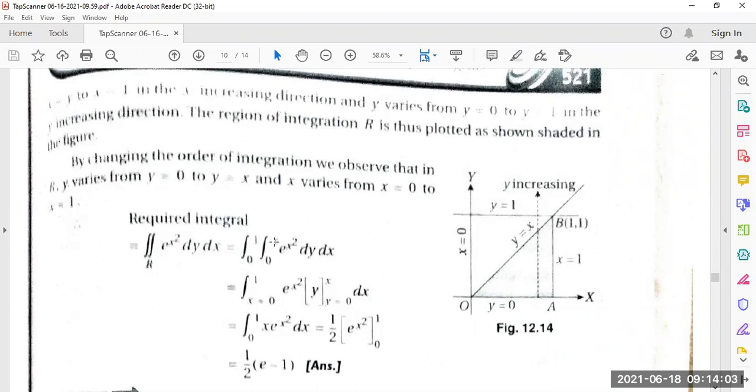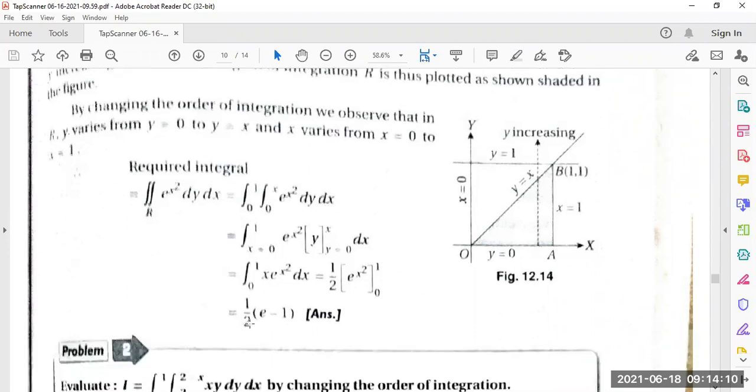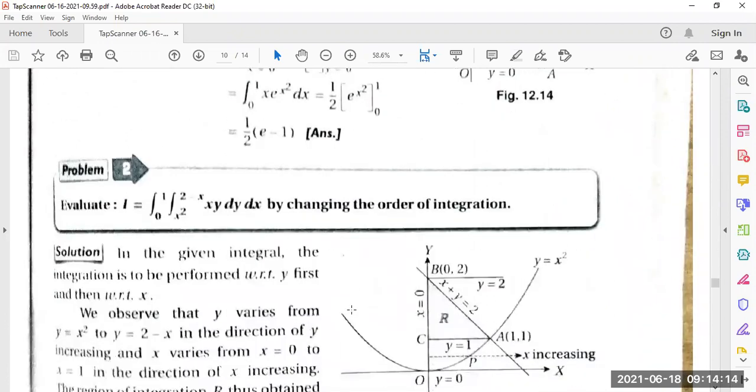Is it clear? Yes, sir. So the result is half into e minus 1. Already it is done. Now look at here.